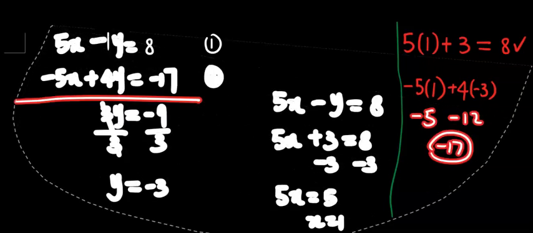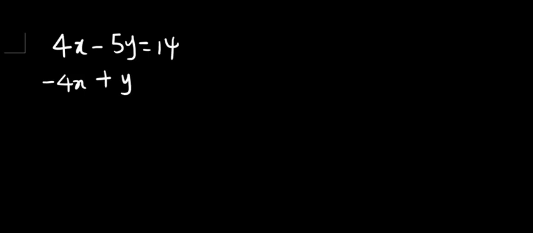Now, we worked on this together. You know what's coming. Next one, you're going to work on this all by yourself. This is your problem. You're going to solve it for x minus 5y equals 14 and negative 4x plus y equals negative 6. Go ahead and pause this video and practice this one.